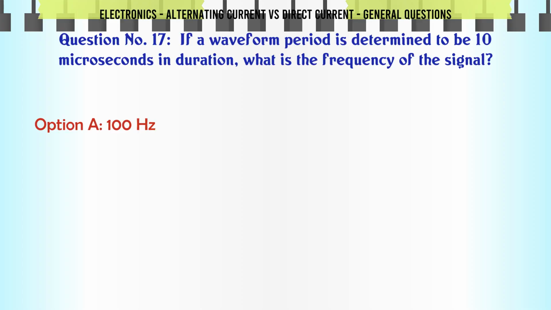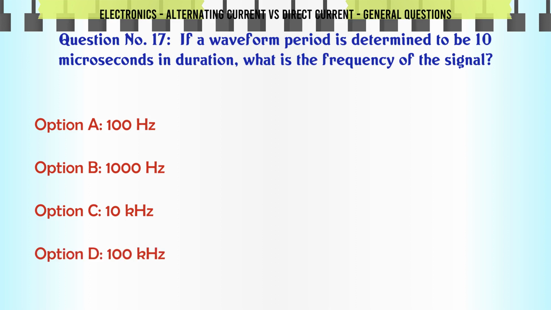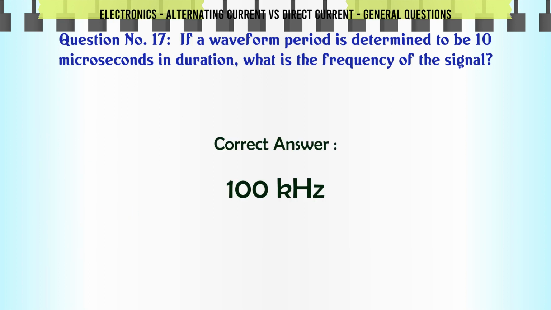If a waveform period is determined to be 10 microseconds in duration, what is the frequency of the signal? A. 100 Hz. B. 1000 Hz. C. 10 kHz. D. 100 kHz. The correct answer is 100 kHz.